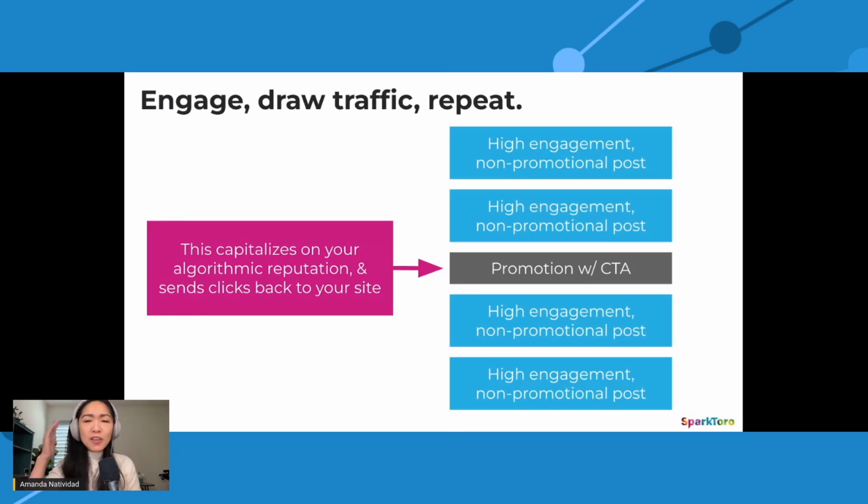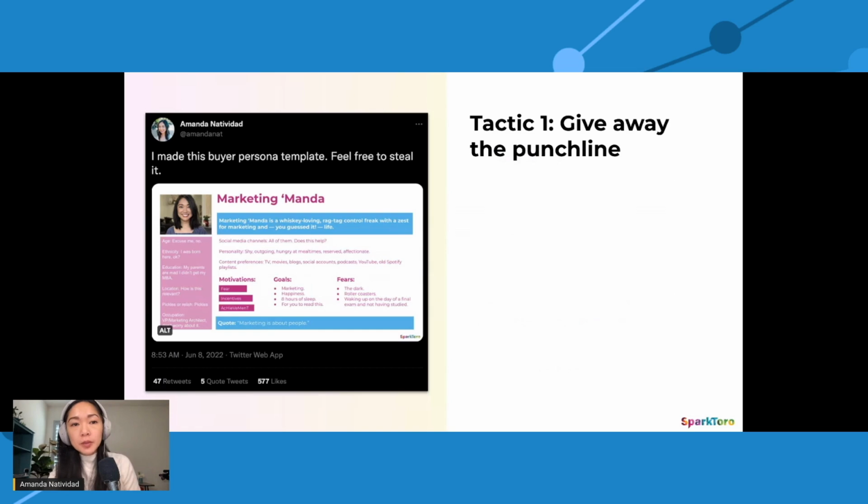So I've gone through the overall strategy, right? We know theoretically how to create high engagement content, the importance of it, but what are some super tactical ways that we can go about this? So I have 3. Here's the first one. You can give away the punchline.